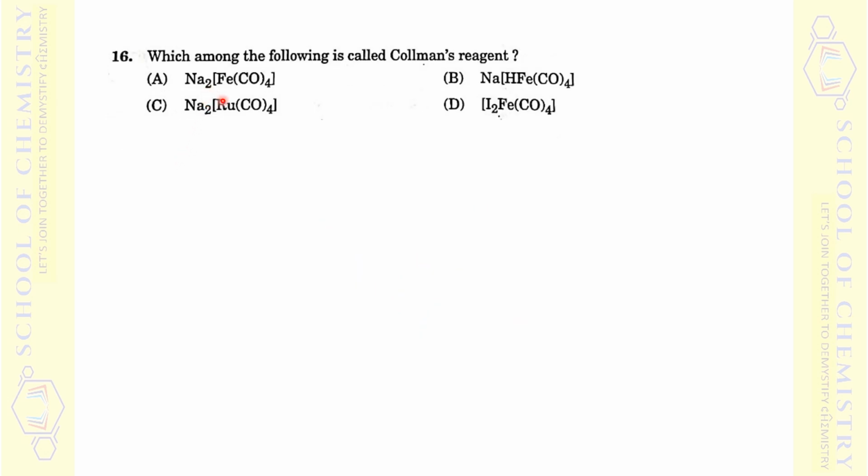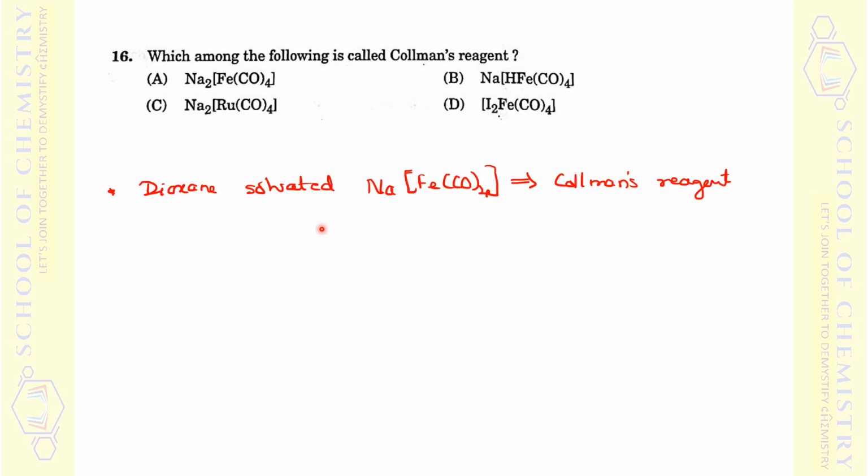Straight away, the next question. It is a factual question, which is the Collman reagent they have asked. Actually, it is an organometallic compound, dioxane-solvated Na2Fe(CO)4. So you can just work out the oxidation state of Fe here. Fe is in a minus oxidation state, Na is plus, and overall this has to be neutral, right? CO is a neutral ligand, so therefore Fe should be in a minus 2 oxidation state.